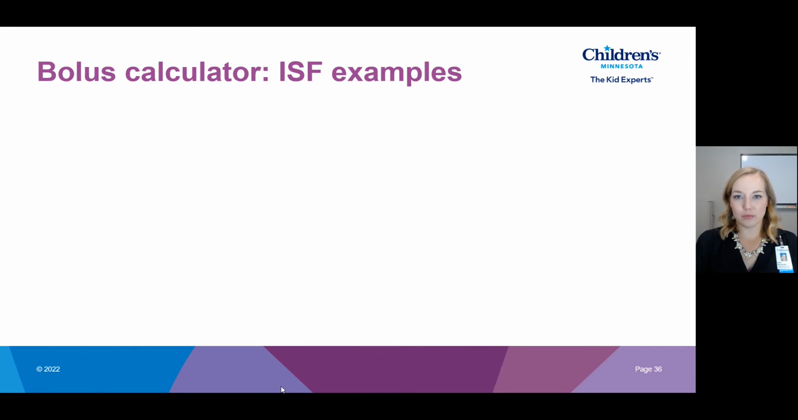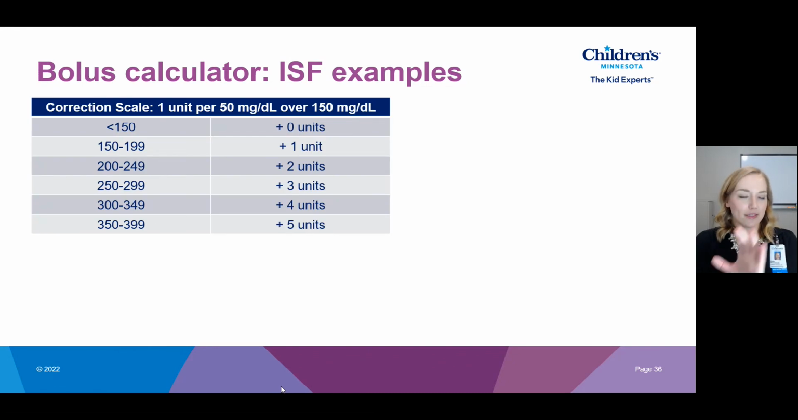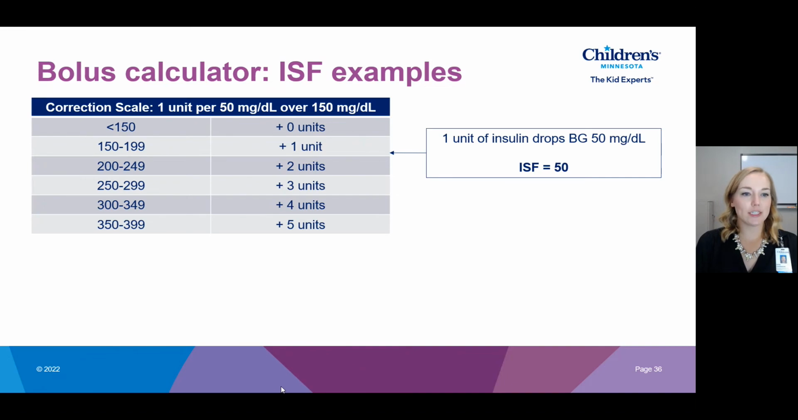So let's throw a couple of examples on how to figure out our ISF, because this is a confusing concept. So let's say this is what your blood sugar correction scale looks like. So you're getting 1 unit for every 50 points over 150. Here we're expecting the blood sugar to drop 50 points for every 1 unit of insulin that you get. That's why there's a 50-point range and 1 unit. And then each 50-point range, you add an additional unit. So for this scale, your ISF is 50.